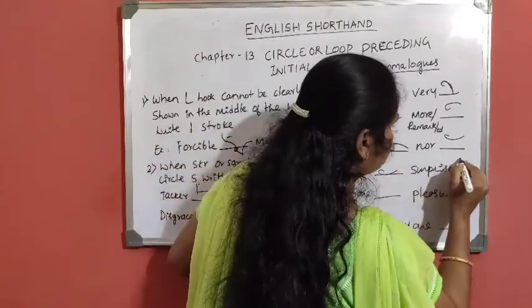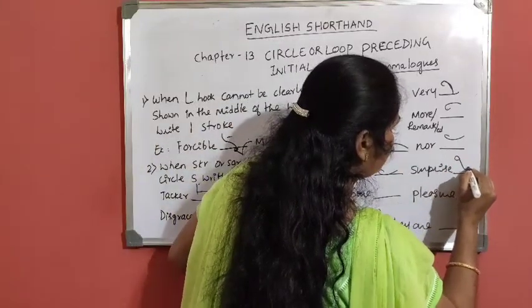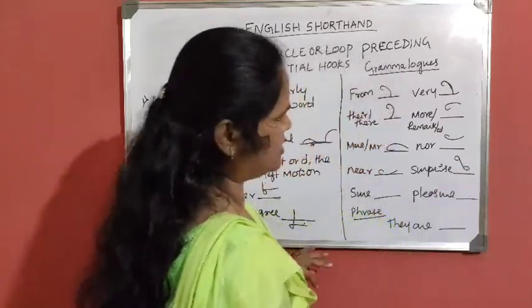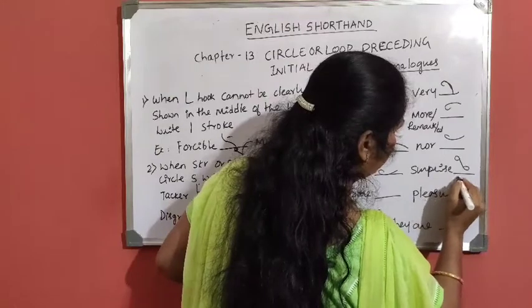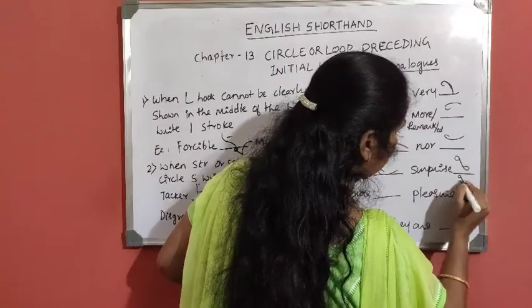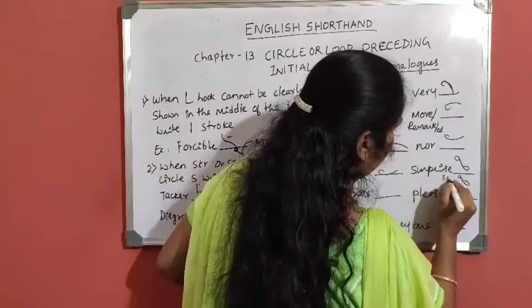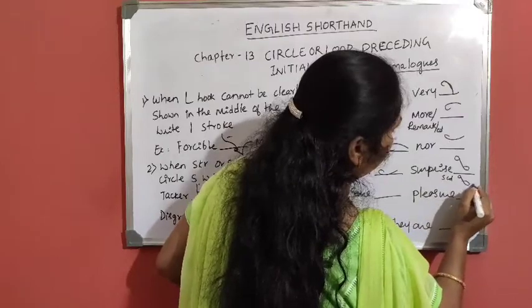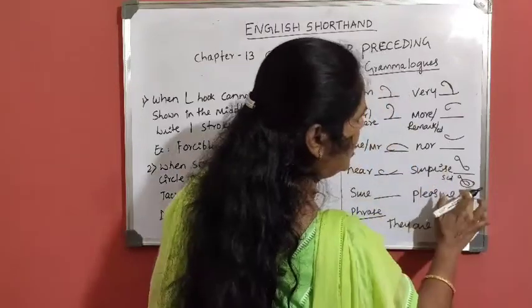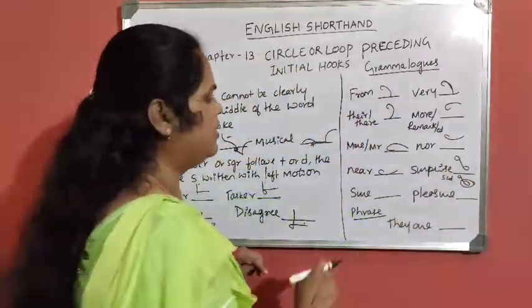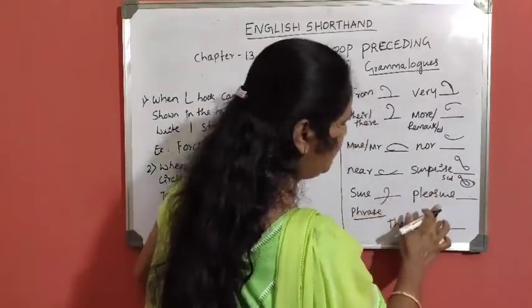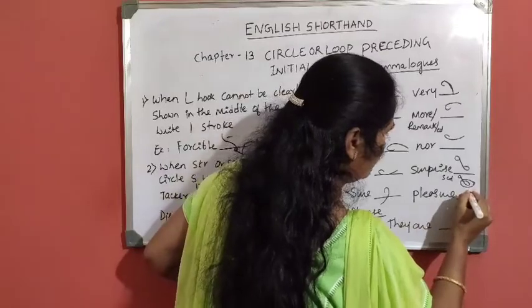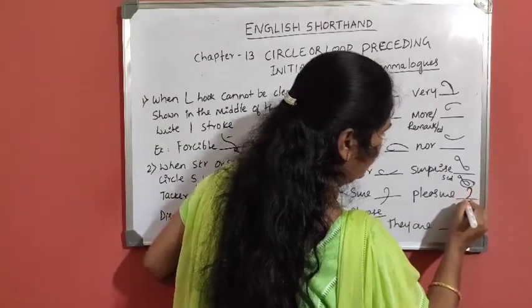Then surprise, circle S, P, again circle S. This is surprise. Even surprised also can be used, surprised like this. This is surprised. Here instead of the circle you have to use the SD loop. Then sure, sure through the line. Here pleasure, jar on the line.